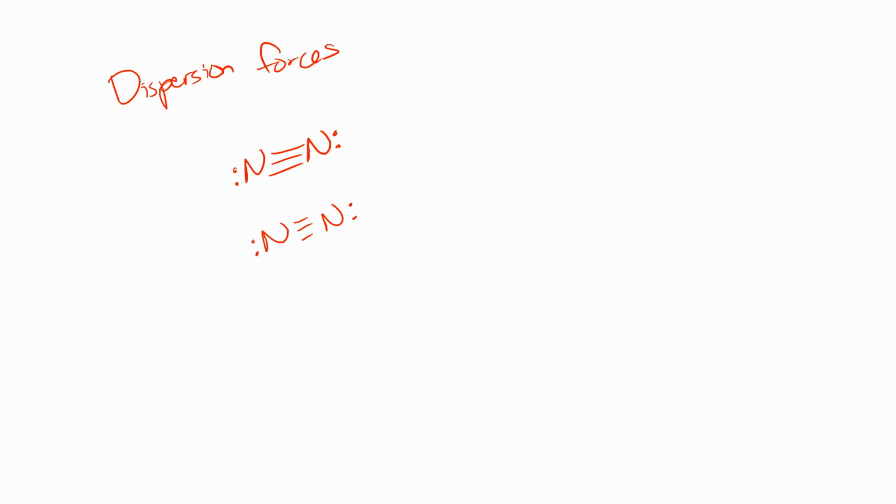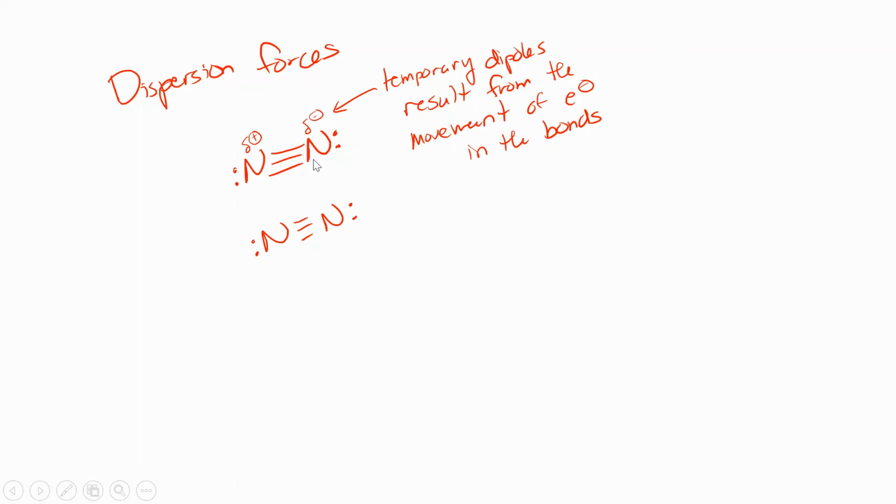And so as soon as there's too much electrons on one side or the other, it's going to pull back and restabilize itself. But for that brief instant in time, there's a temporary dipole. There's just a little bit more electron density on this nitrogen as compared to that one. Right? And so the movement of the electrons in the bond create these temporary dipoles.